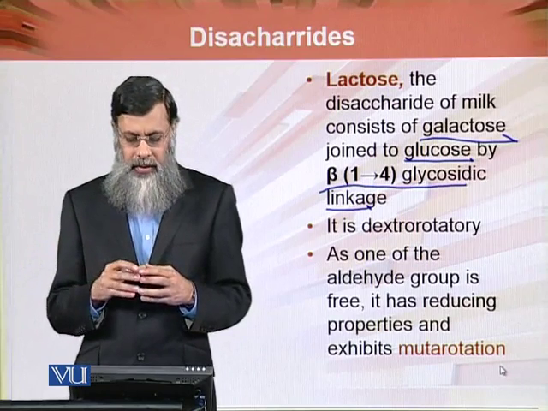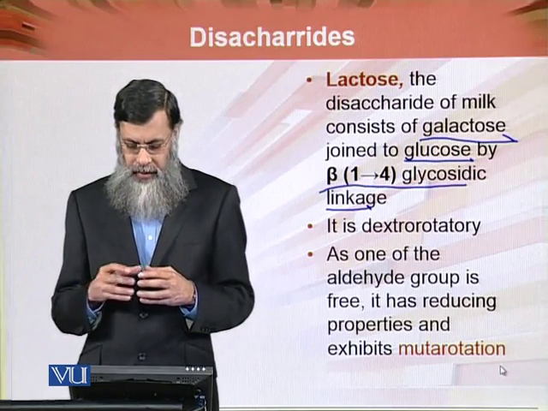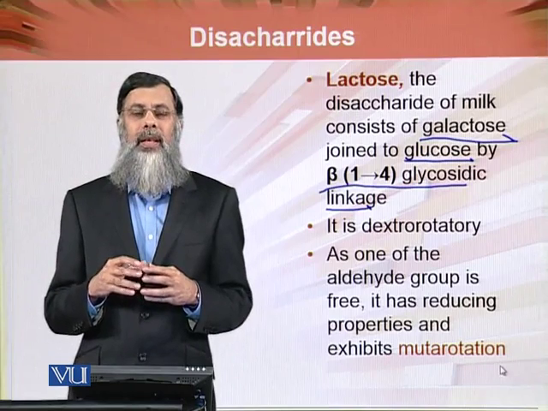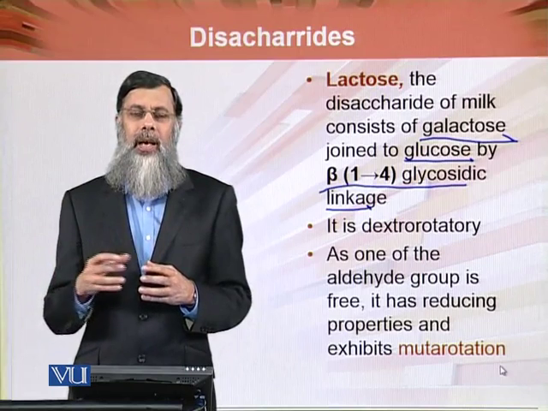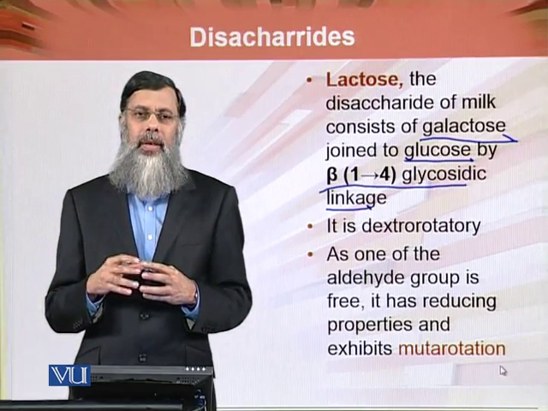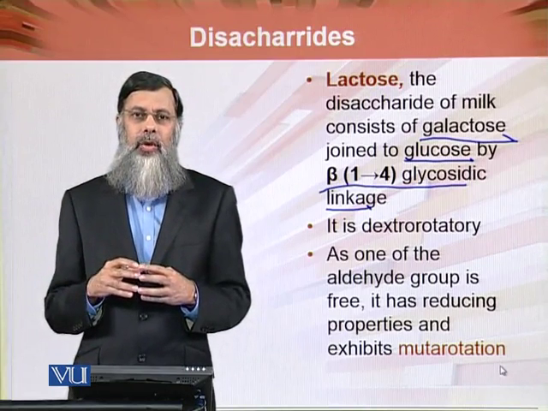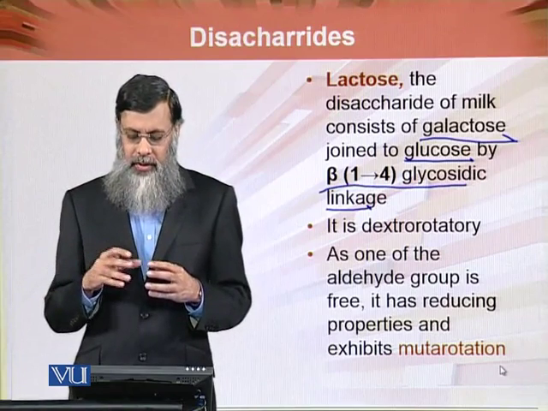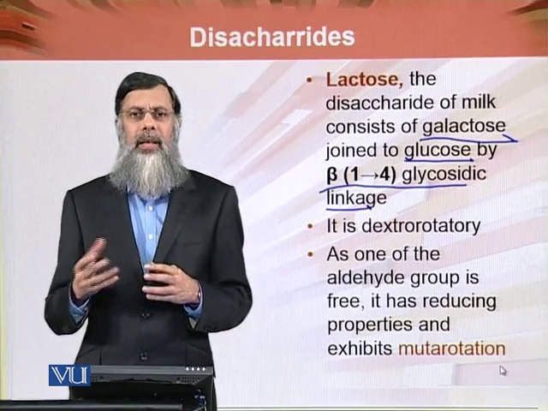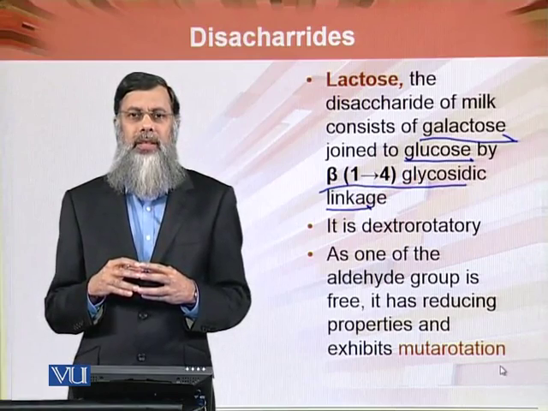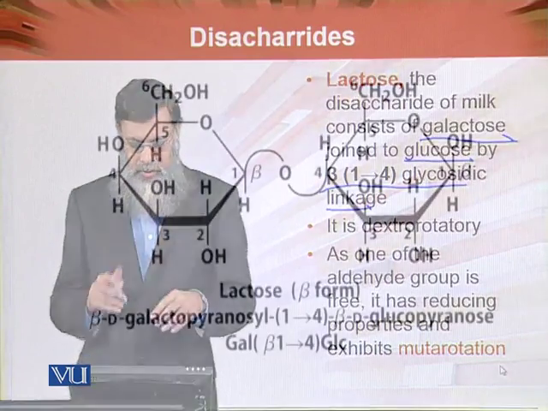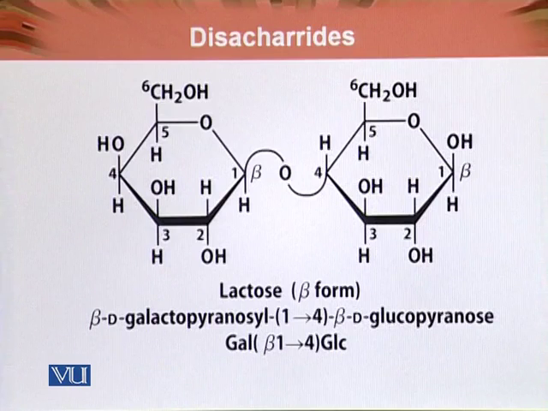In the case of lactose also, one end retains the reducing property because of the presence of a free aldehyde group. So it also has the reducing properties and it also has the property of mutarotation as in the case of maltose. This is the structural configuration of a molecule of lactose.